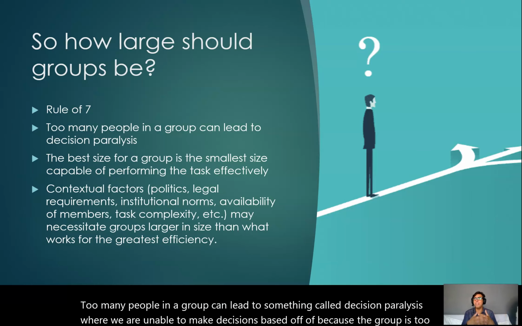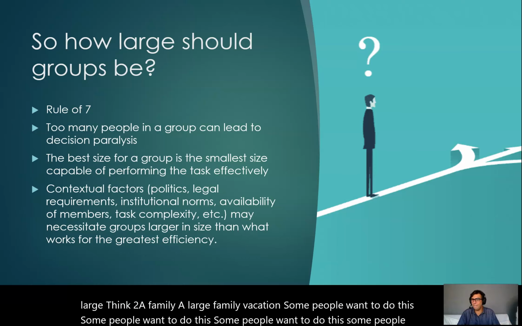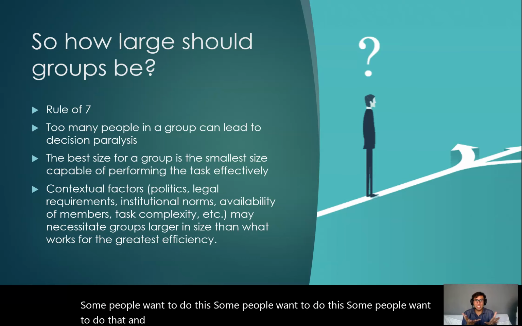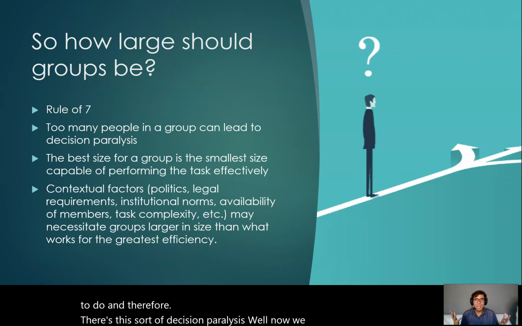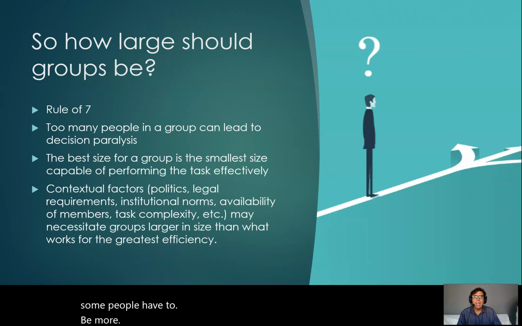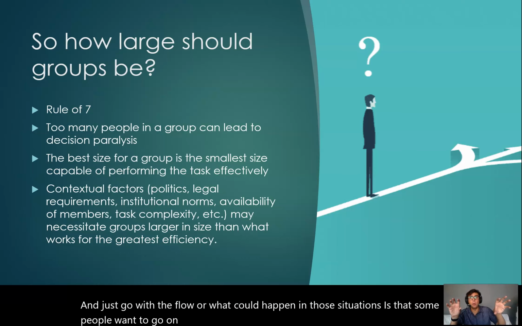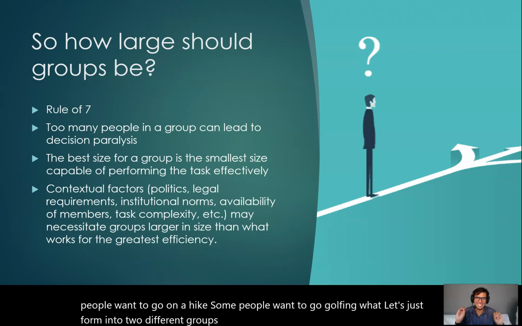Think of a large family vacation. Some people want to do this, some people want to do that, some people want to do something else. And therefore, there's this sort of decision paralysis. Well, now we don't know what to do. And some people have to be more accommodating and just go with the flow. Or what could happen in those situations is that some people want to go on a hike, some people want to go golfing. You know what? Let's just form into two different groups and do our own things.